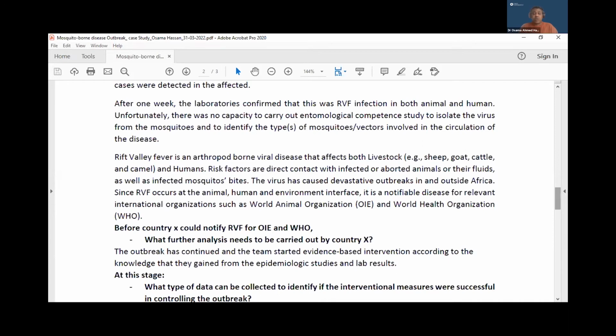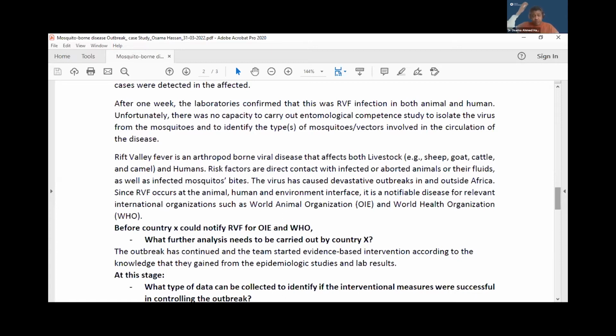This would also be a very good explanation for us, because we should not leave any lack of understanding for any available data. So the virus has caused devastating outbreaks in and outside of Africa. This is very well known in Africa. It's a big problem. And by the way, Rift Valley fever is also among the top priority list of WHO of those diseases that have the possibility to emerge and cause more epidemic and possibly pandemic crisis. So they are among the top agenda of the Tripartite Plus.